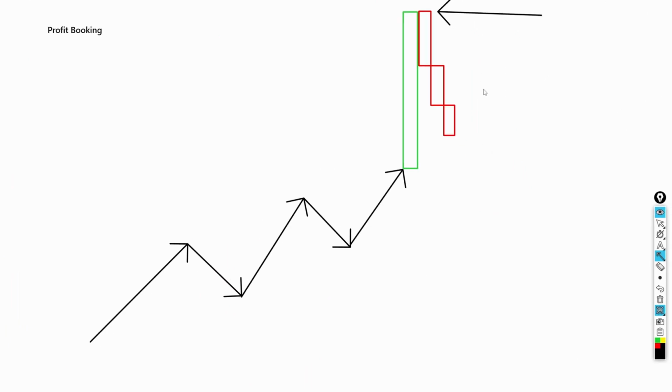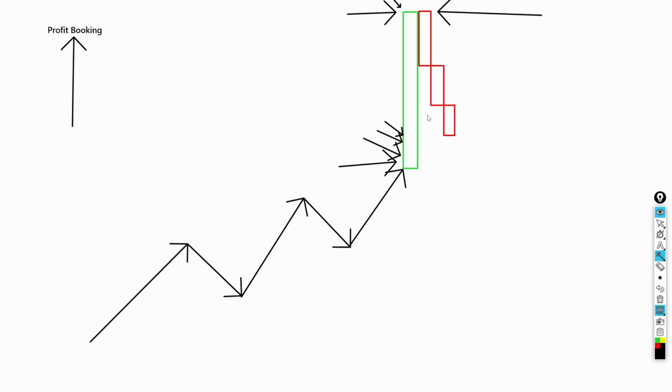The second reason why these reversals happen after these aggressive moves in the chart is because of profit booking. Traders who entered here want to book their profit here because they placed a buy order at these levels so that in future they can book profit, they can sell at the higher prices, which increases selling pressure, which makes the price pull back or give reversal.